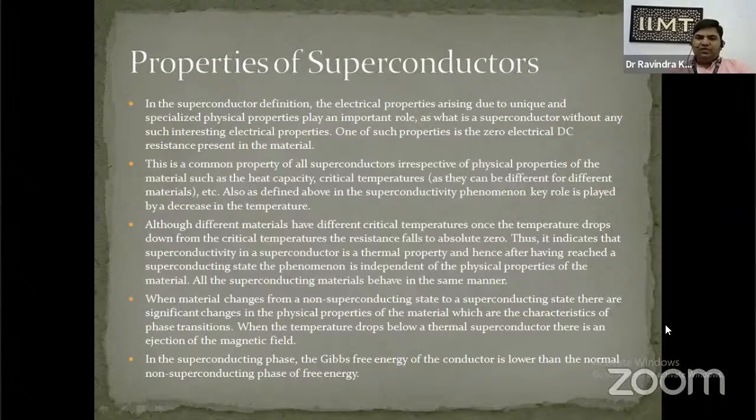When materials change from a non-superconducting state to a superconducting state, there are significant changes in the physical properties of the material, which are characteristics of a phase transition. When the temperature drops below the critical temperature of the superconductor, there is an ejection of the magnetic field, which is known as the Meissner effect. In the superconducting phase, the Gibbs free energy of the conductor is lower than the free energy of the normal non-superconducting phase. So this is all about the properties of superconductors. We have so many other properties also.